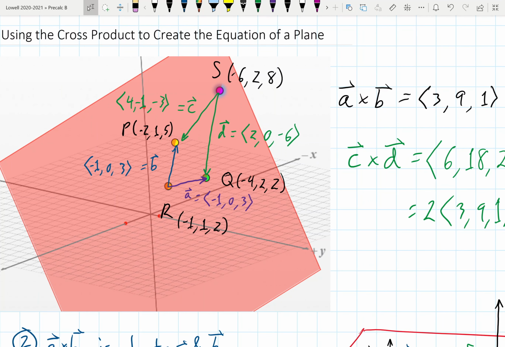So just for simplicity's sake, we'll use R. There's no reason we couldn't use P, Q, or S. We just need to know one point that is on the plane. Okay? So I'm going to use that: negative 1, 1, 2.